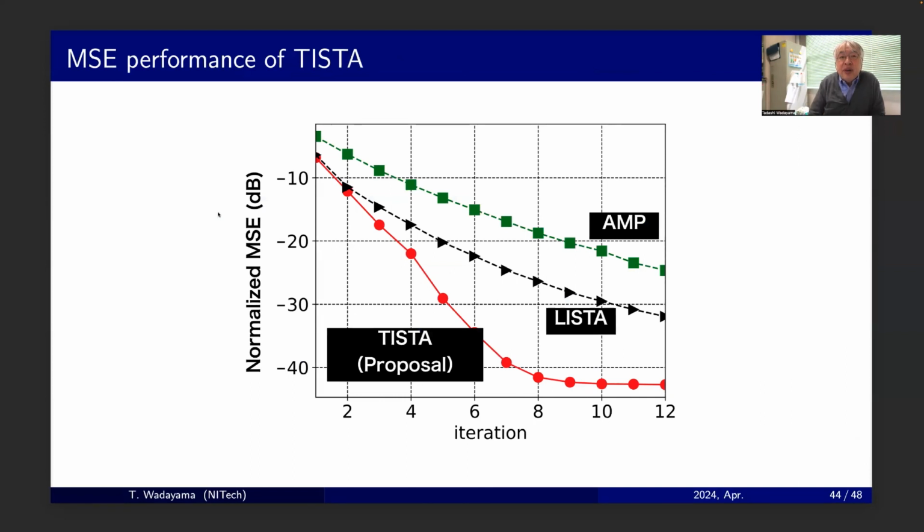This is the signal recovery performance of TISTA. The vertical axis represents the normalized MSE, and the horizontal axis represents the iteration count. Compared with powerful known algorithms such as AMP and LISTA, these are known powerful conventional algorithms for sparse signal recovery, TISTA provides significantly faster convergence speed. This result indicates that deep unfolding is a powerful method to construct a fast iterative algorithm.